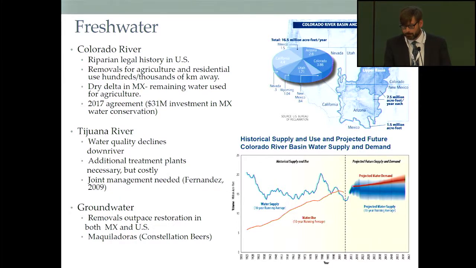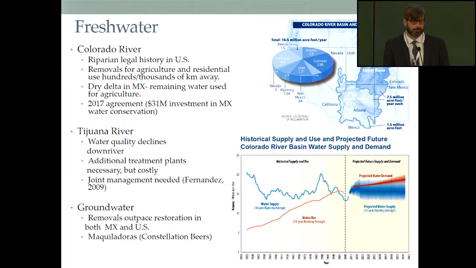And finally, groundwater is a huge issue. Removals outpace restoration by a lot in both Mexico and the US. That is, the amount of water taken out of the ground far outstrips that which is returning to the ground, and that's a problem of sustainability that's going to catch up very quickly.